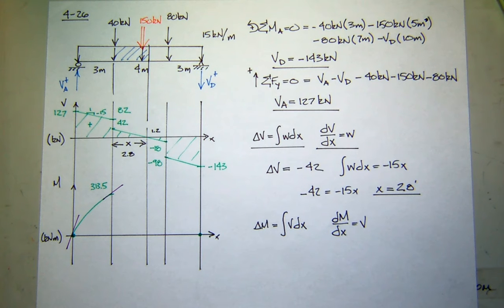I got 58.8. Did you guys get that? Did I do that wrong? No, 58.8. So we just add that to 313.5, and I get 372.3. You guys get that?